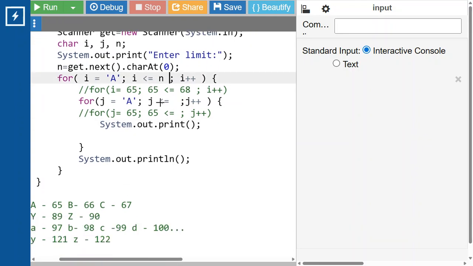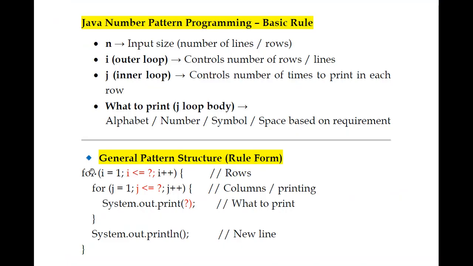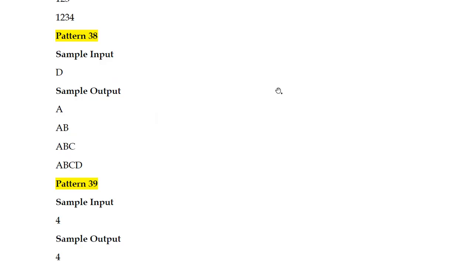What about the inner for loop? As per the sample input, each and every time it starts from the beginning. The A row means A, the B row means A B, even the last row is A B C D. So each and every time it starts from the beginning. We already have the code for this. So here the inner loop controls the number of times to print in each row, and each time it starts from the beginning.